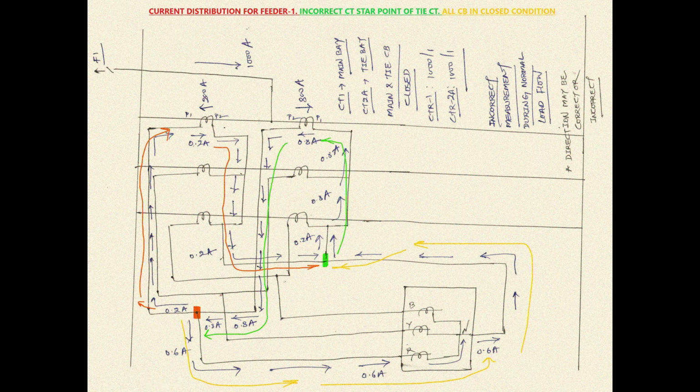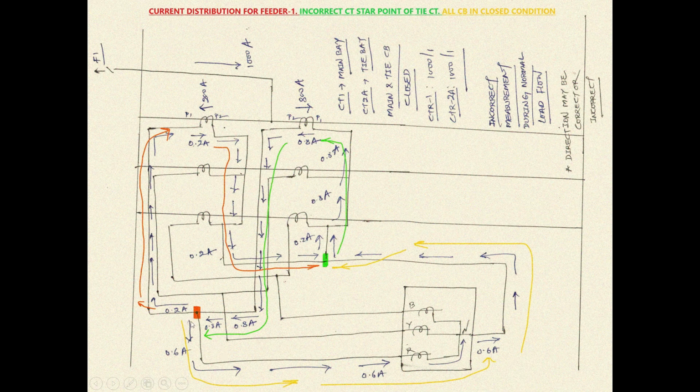So at this node, if you see this, 0.8 ampere current is coming from this side, and out of this 0.8, 0.2 ampere current is going to this side. So how much current will the relay coil get? The relay coil will get the difference of these two currents, 0.8 minus 0.2. That's why it is shown as 0.6 ampere.